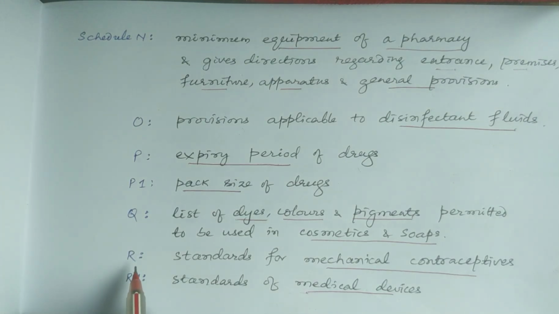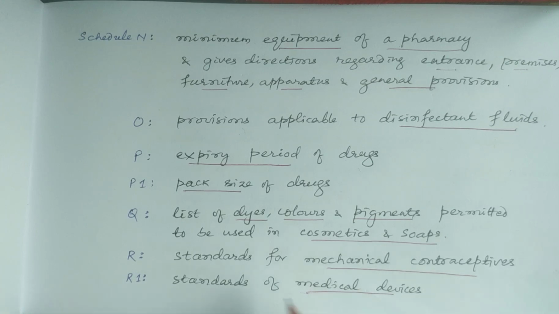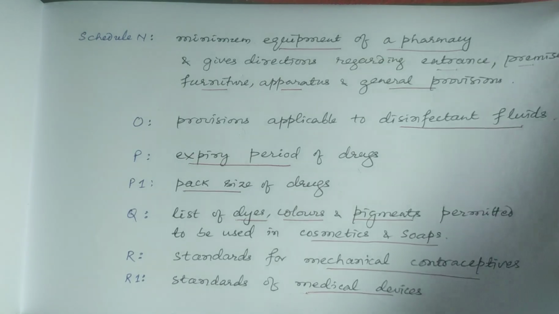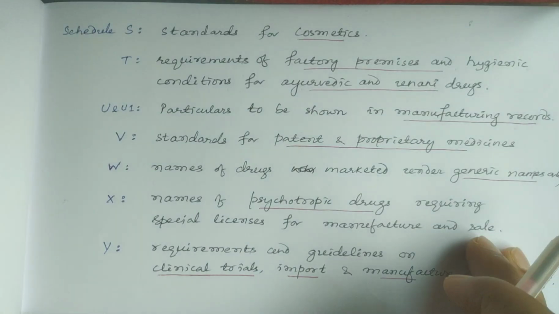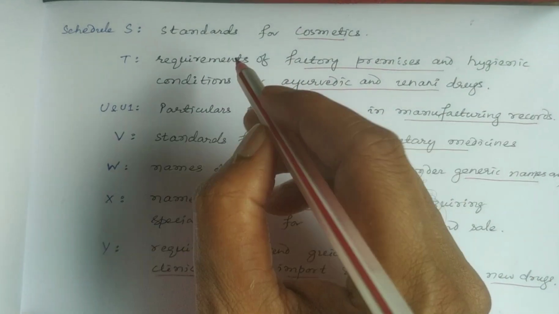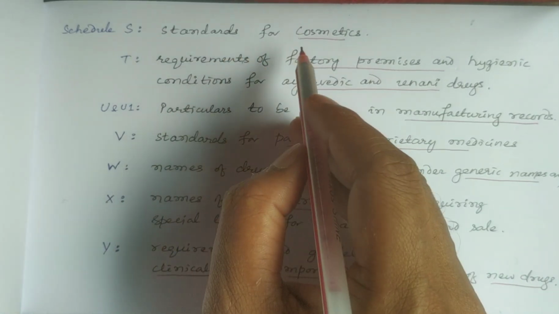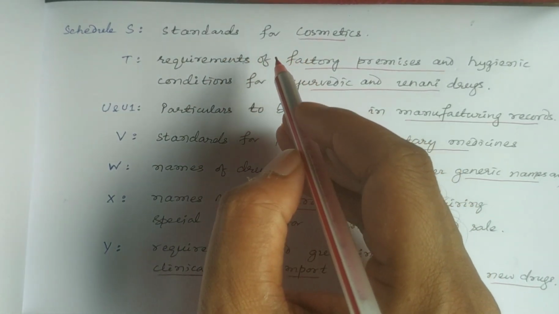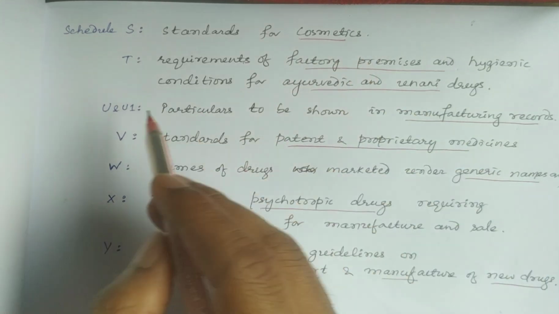Then Schedule R deals with the standards for mechanical contraceptives. So it describes all the standards for mechanical contraceptives, and Schedule R1 deals with the standards of medical devices. Then Schedule S, it deals with the standards for cosmetics. So it prescribes the standards for cosmetics.